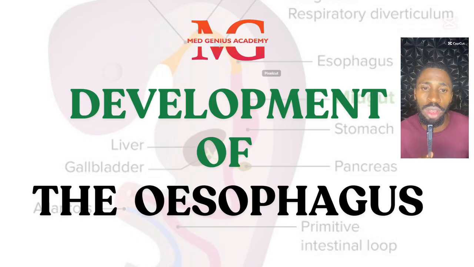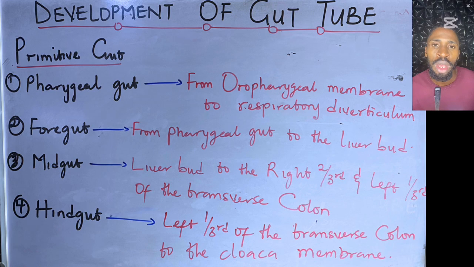The next part we'll be going into now is some part of the foregut. The part of the foregut we'll be talking about is the esophagus. Remember, the foregut begins from the pharyngeal tube down to the liver bud, which is the liver outgrowth that forms the liver. So in this foregut, we'll be dealing with the esophagus, and how is the esophagus formed?